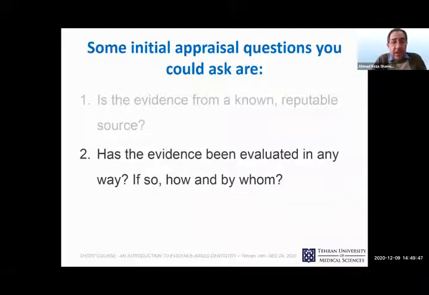The second question: has the evidence been evaluated in any way? If so, how and by whom? Again, it's emphasized who critically appraised the source that you find on the internet, for example. Is it a peer-reviewed journal? So it's not the top level of critically appraised. But if you find your answer in the Cochrane systematic review database, you can rely on the results of that systematic review.